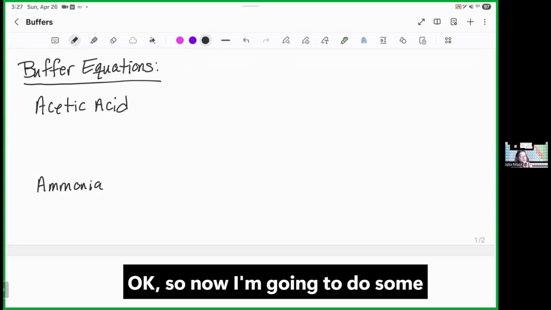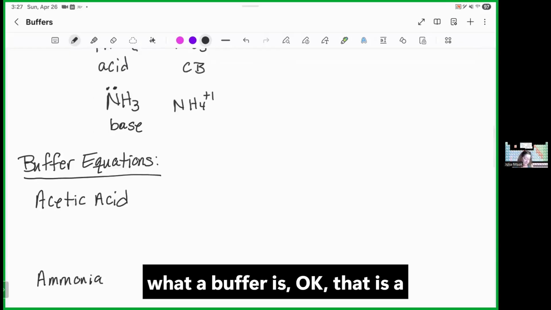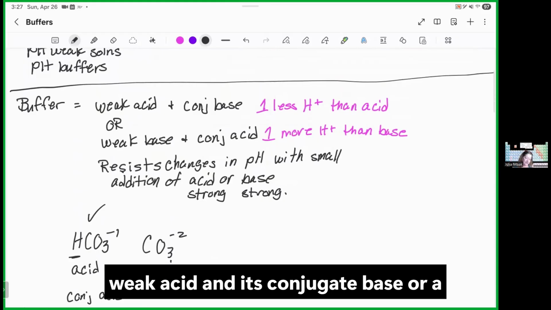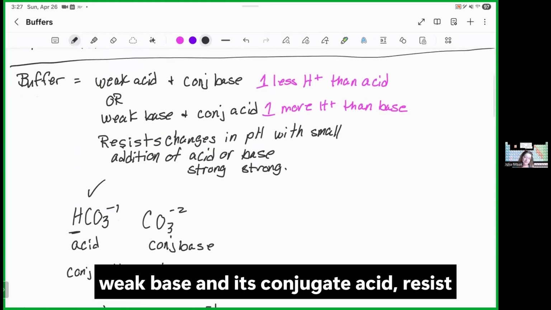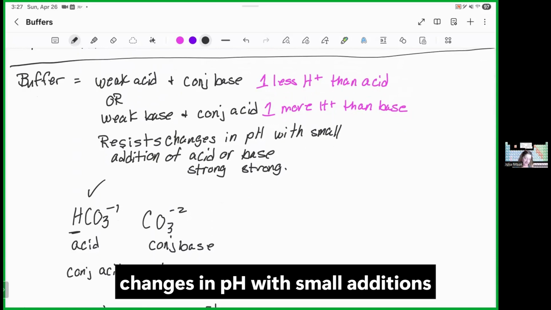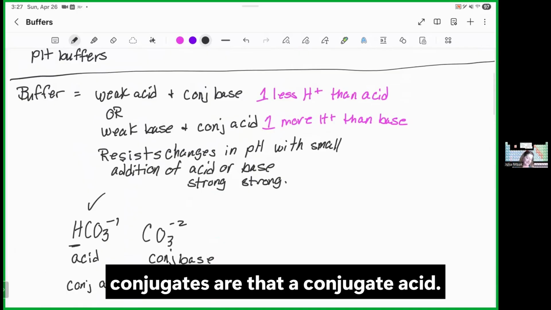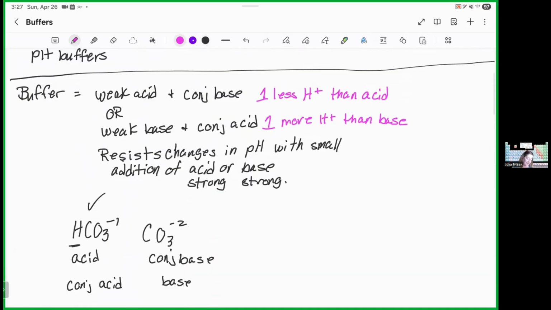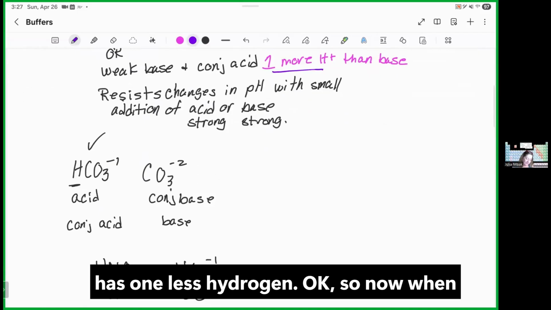Okay, so now I'm going to do some buffer equations. We talked about what a buffer is: a weak acid and its conjugate base, or a weak base and its conjugate acid, resist changes in pH with small additions of acid or base. We talked about what conjugates are: a conjugate acid has 1 more hydrogen, the conjugate base has 1 less hydrogen.